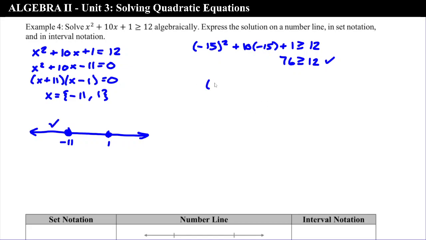Now our next test value will be 0, our tried and true. And when you do that, you get 1 is greater than or equal to 12, which is not true. So an X on that part of the line.